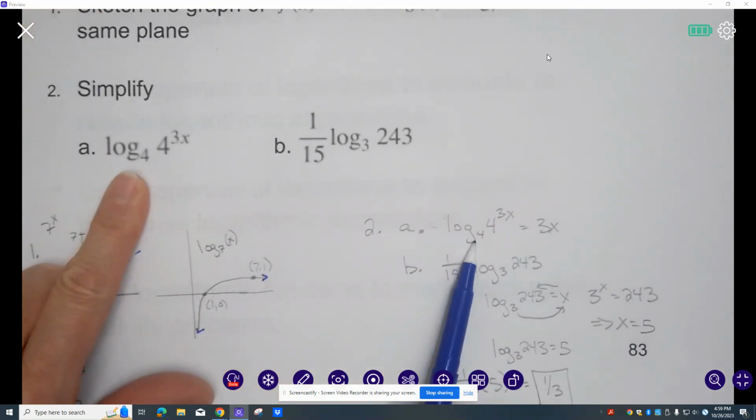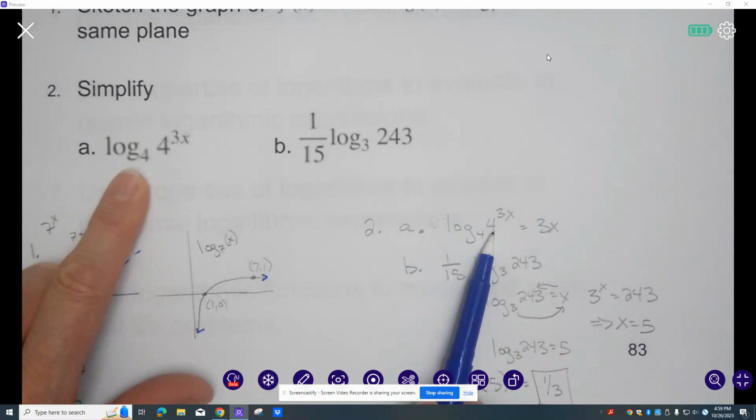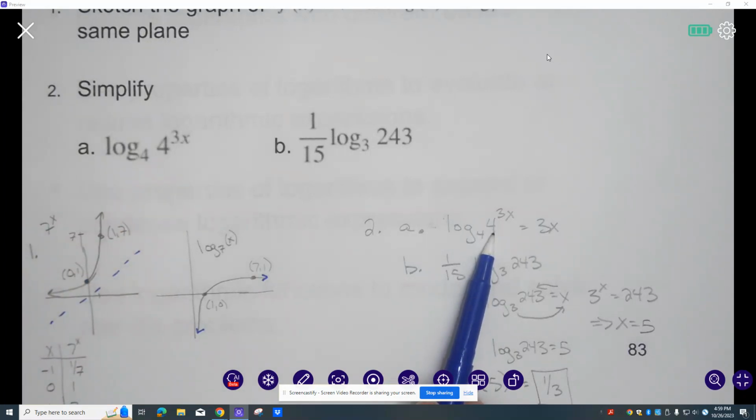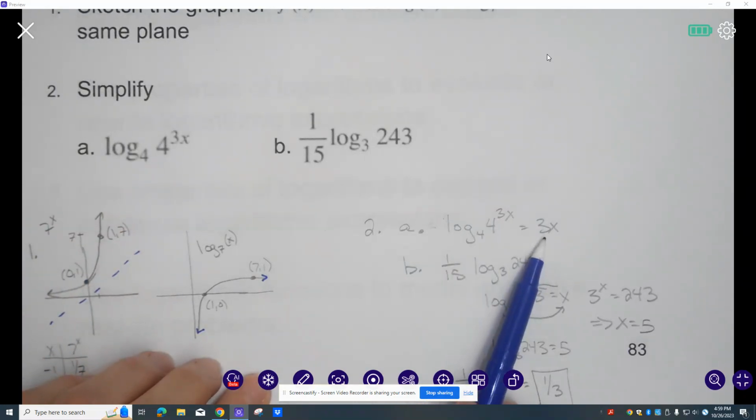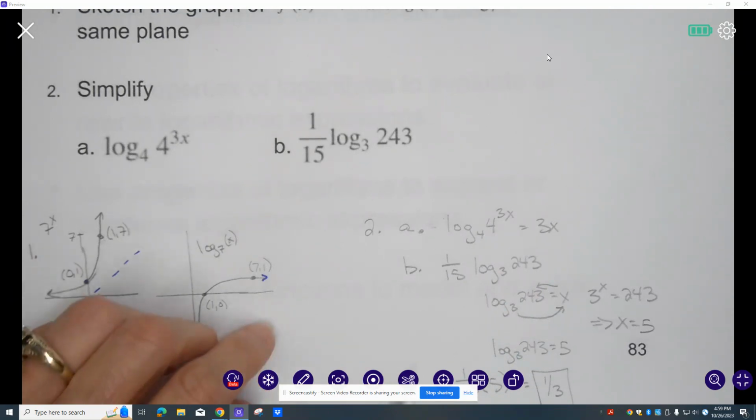This is log base 4, and you're taking the log of an exponential with the same base. So those undo each other, and I'm left with 3x.